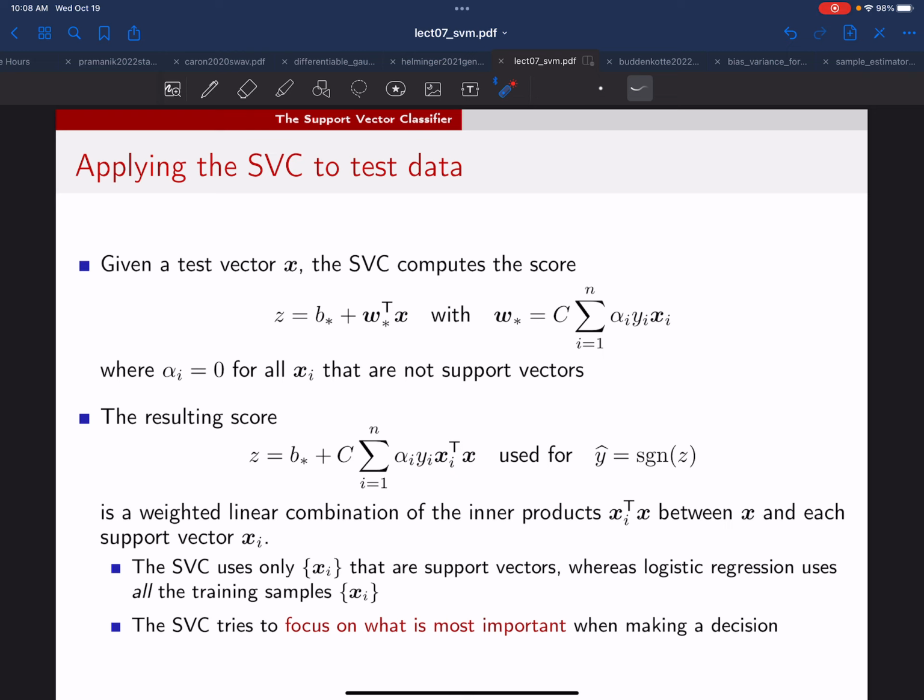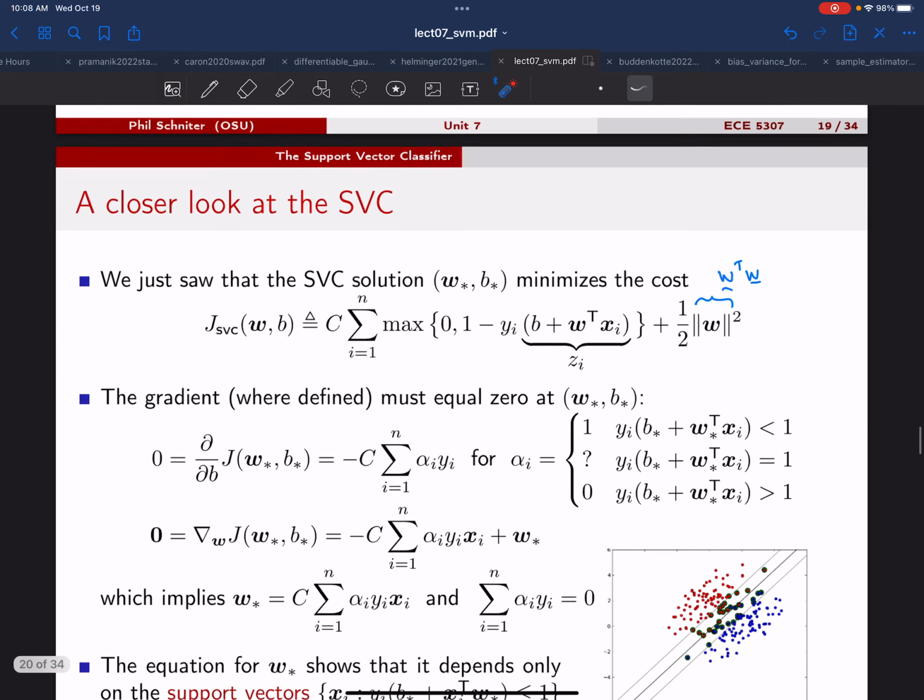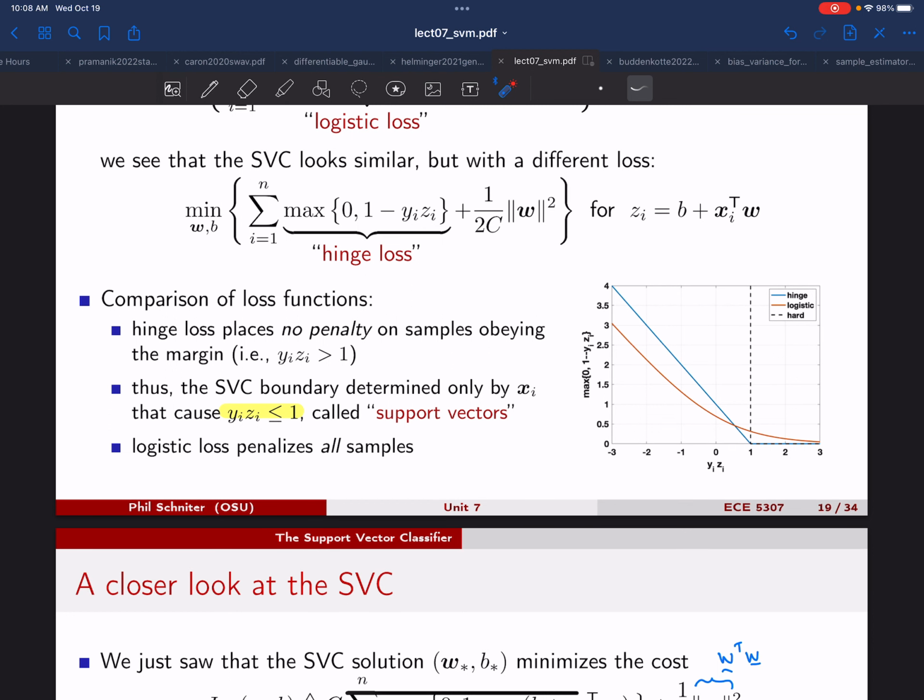So one thing we can learn from this, when we compare it to the multinomial logistic regression or logistic regression classifier, is that the SVC tries to focus only on the more important training samples, the support vectors, whereas multinomial logistic regression essentially uses all of them. And so we can again see that here. For any training sample such that y_i z_i is greater than 1, this is not using those samples at all. It's just ignoring them.